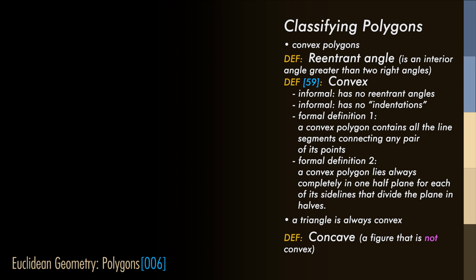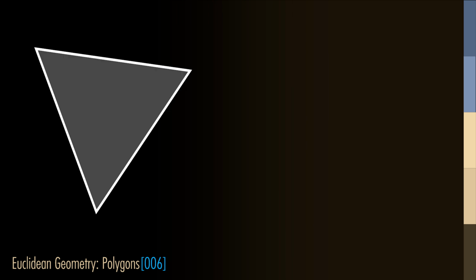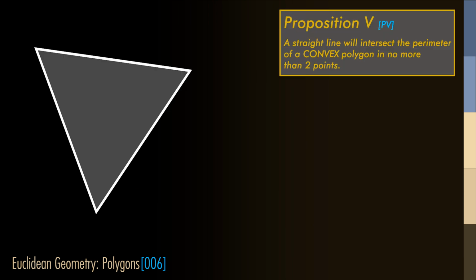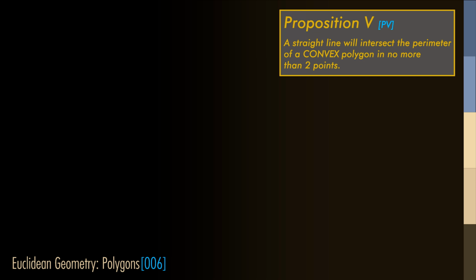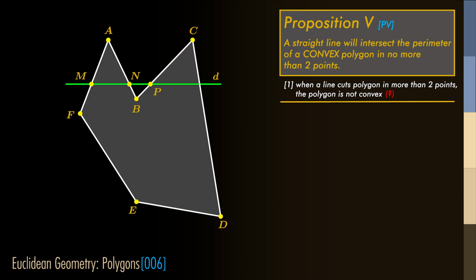It's now time for another proposition. It's proposition number 5. A straight line will intersect the perimeter of a convex polygon in no more than 2 points. Let's prove this proposition. So we need to prove that when a line cuts a polygon in more than 2 points, the polygon is not convex.